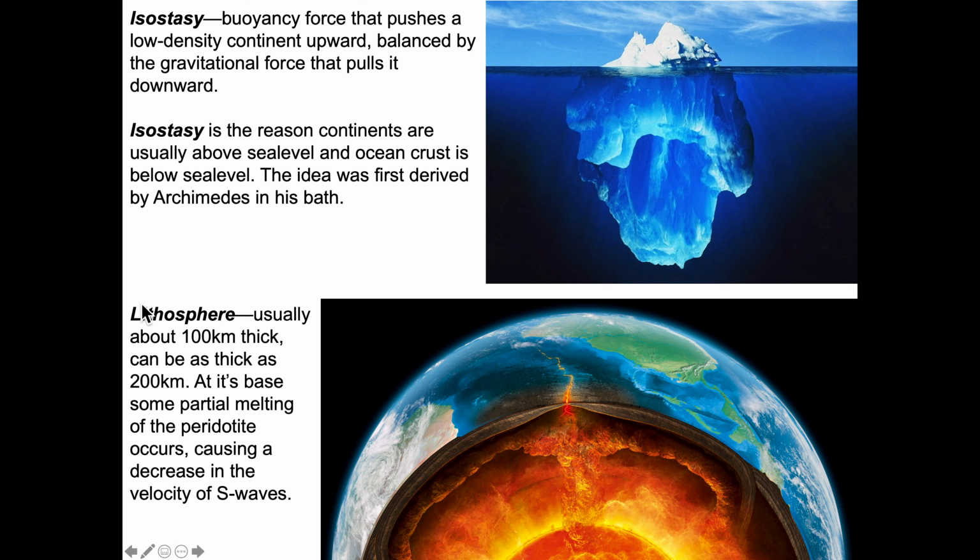Now, starting with the lithosphere, again, usually about 100 kilometers thick, can be as thick as 200 kilometers. Again, it's thickest under the Tibetan Plateau. At the base of the lithosphere, there's some partial melting, and this, again, causes the decrease in the velocity of the S waves.